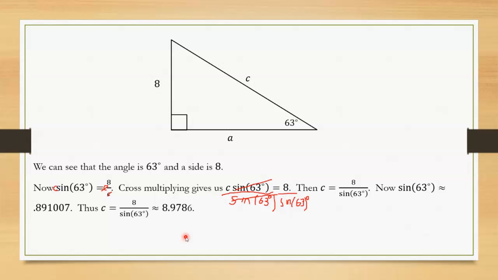Again, if you need help with getting the trig functions in degree and radian mode in your calculator, don't be afraid to ask me. If you try putting in sine of 63 and you're not getting something like this, then you're in radian mode. Don't be afraid to ask me for help. All right, so are there any questions?